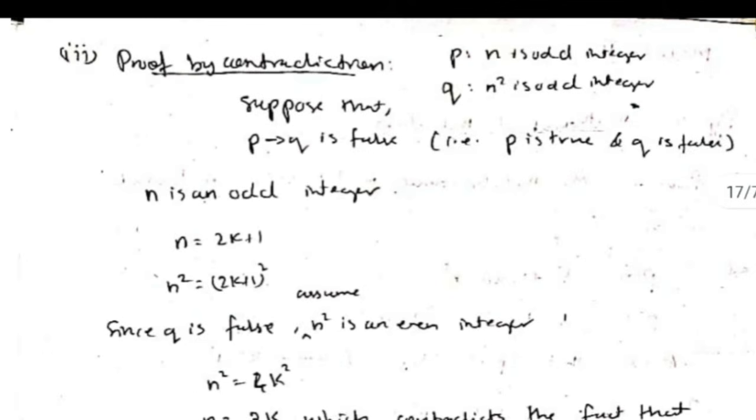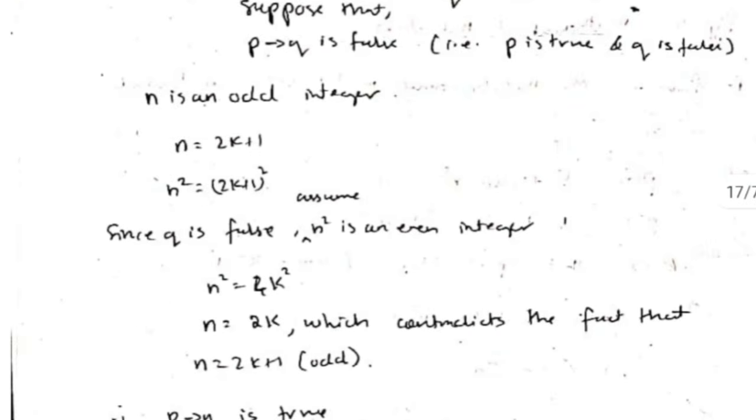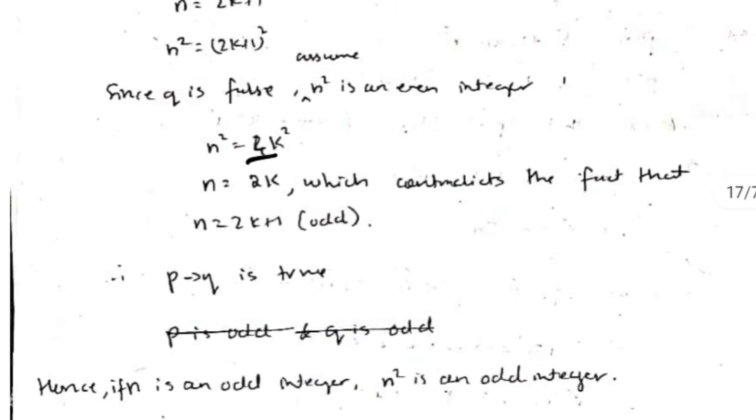Firstly consider n. N is an odd integer. So p is true, so n is equal to 2k plus 1, and n square is equal to 2k plus 1 whole square. Since q is false, n square is an even integer. So what's n square? N square is 4k square.